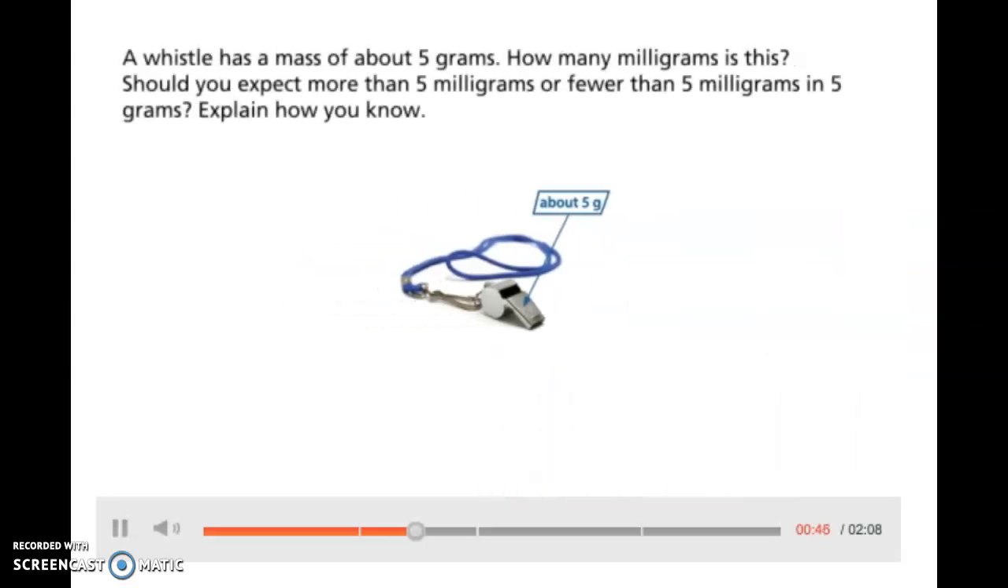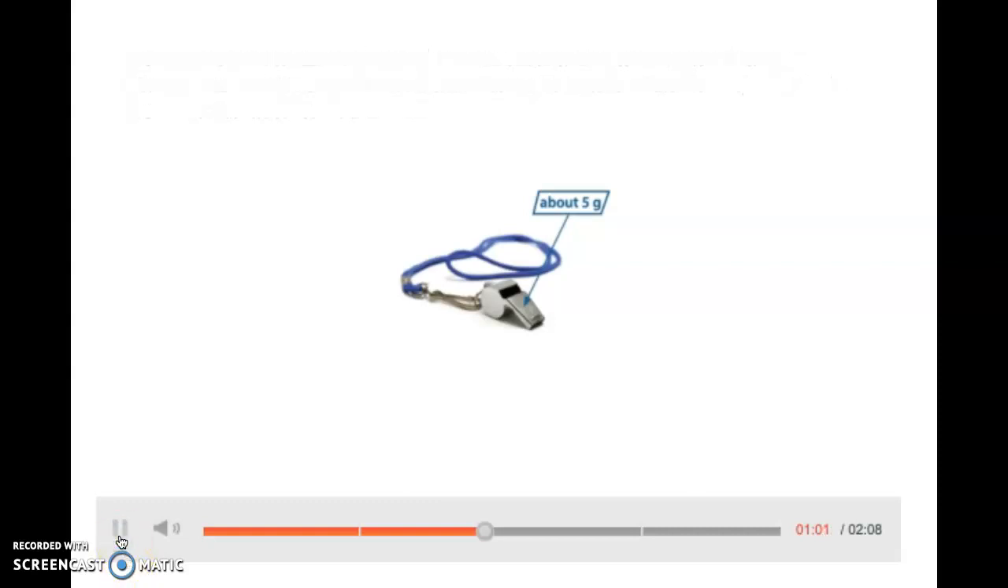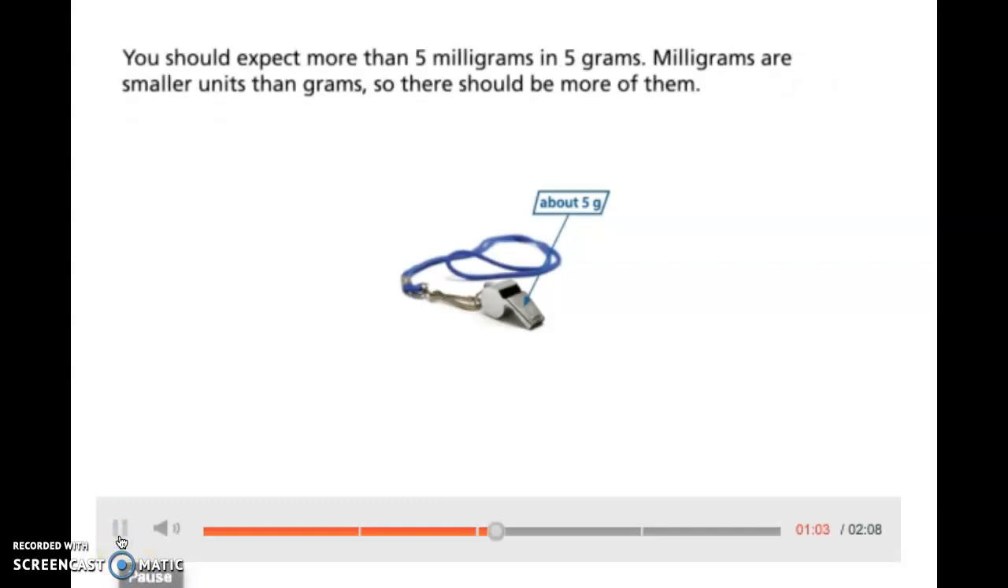A whistle has a mass of about 5 grams. How many milligrams is this? Should you expect more than 5 milligrams or fewer than 5 milligrams in 5 grams? Explain how you know. You should expect more than 5 milligrams in 5 grams. Milligrams are smaller units than grams, so there should be more of them.